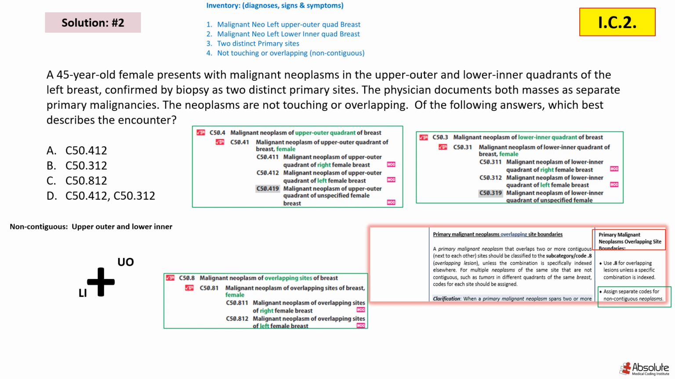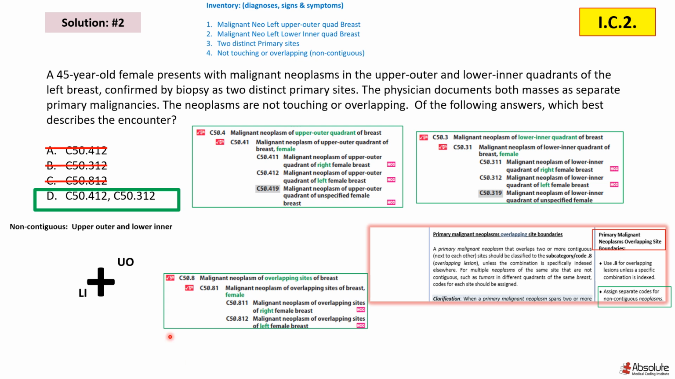As you can see, they don't overlap, and neither does the documentation. It tells you it does not overlap. So we know we're going to get rid of C right away. Gotta go. It's a distraction. And we're also going to get rid of B because it's not coding for the upper outer quadrant of the breast. And we're going to get rid of A because it's not coding for the lower inner quadrant part of the breast. And D is coding for both.